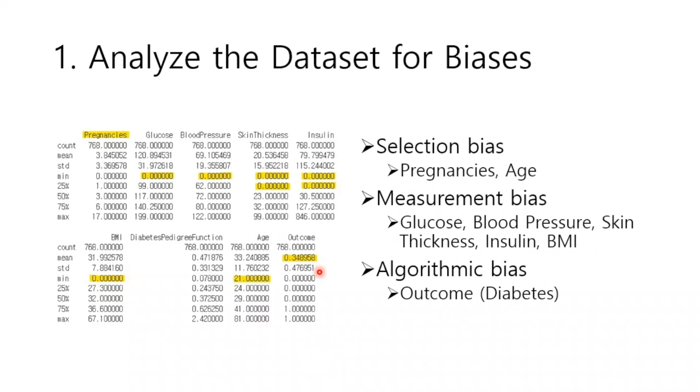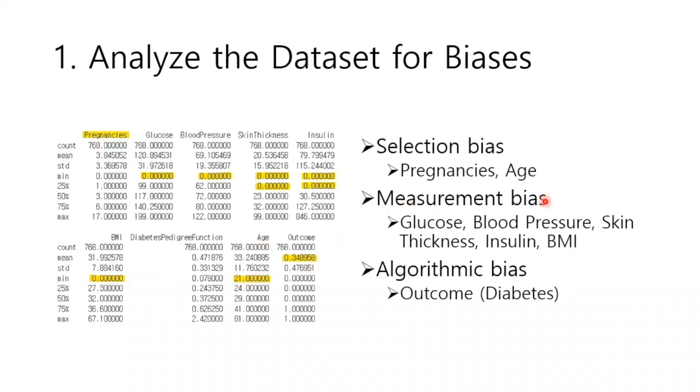Here are some basic descriptive statistics of the dataset, which actually tell us quite a bit about these potential biases. The first one to address is selection bias, because we believe that the dataset does not accurately represent the population or phenomenon we're interested in, which is the presence of diabetes in this case. The very first feature we see here is pregnancies, which can only happen to females, and the minimum value for age is 21, which excludes younger people.